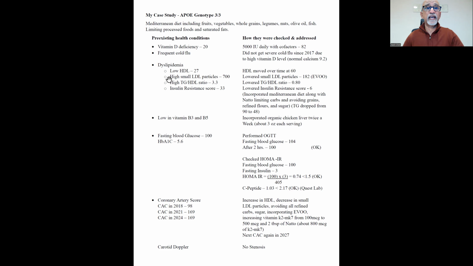And the other area of dyslipidemia was low HDL. I was always low on HDL, and I did a separate vlog on this one. My HDL was 27. After fixing my D, over time, it took 1.5 to 2 years. Not only D, avoiding all the carbs, refined carbs, avoiding all the grains, avoiding all the flours and sugars.